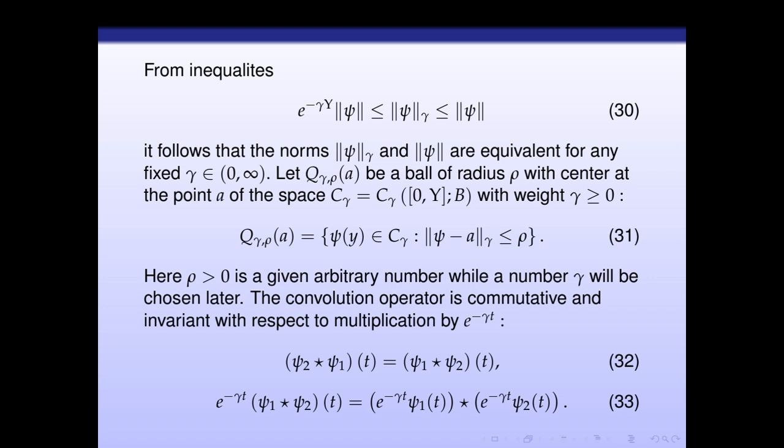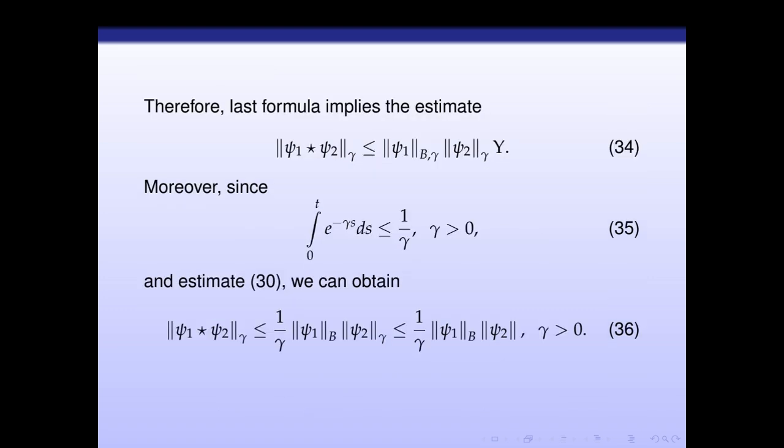Here rho is some arbitrary number, which we will define, choosing it more precisely later. The convolution operator is commutative and invariant with respect to multiplication by exponential minus gamma t. So it is very easy to see that 32 and 33 are satisfied. Therefore, the last formula implies the estimate 34, and using 35 we get 36. This is a really important estimate for the application of the fixed point theorem later.